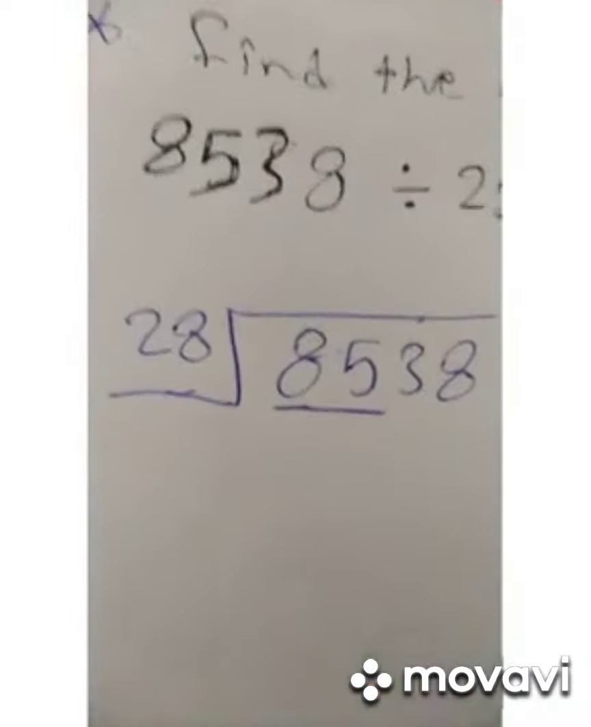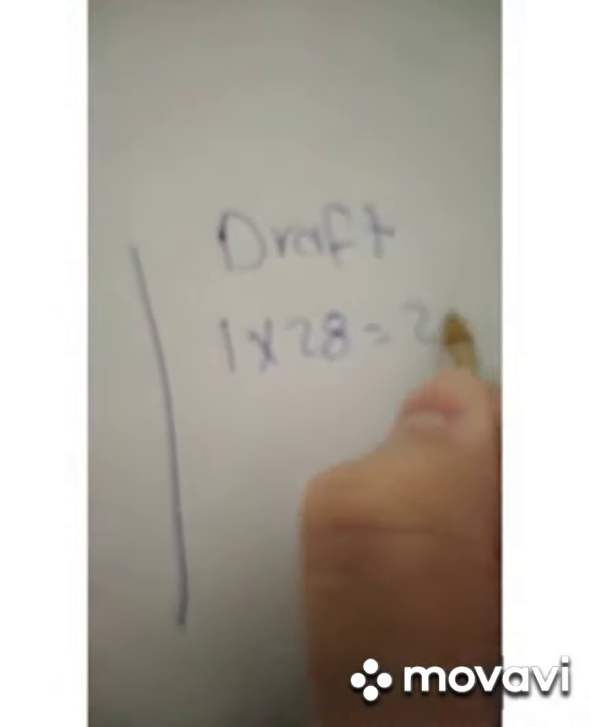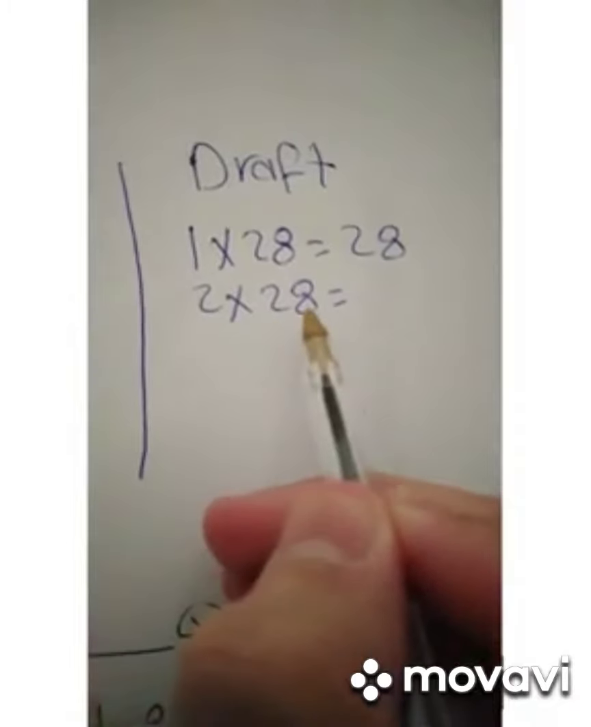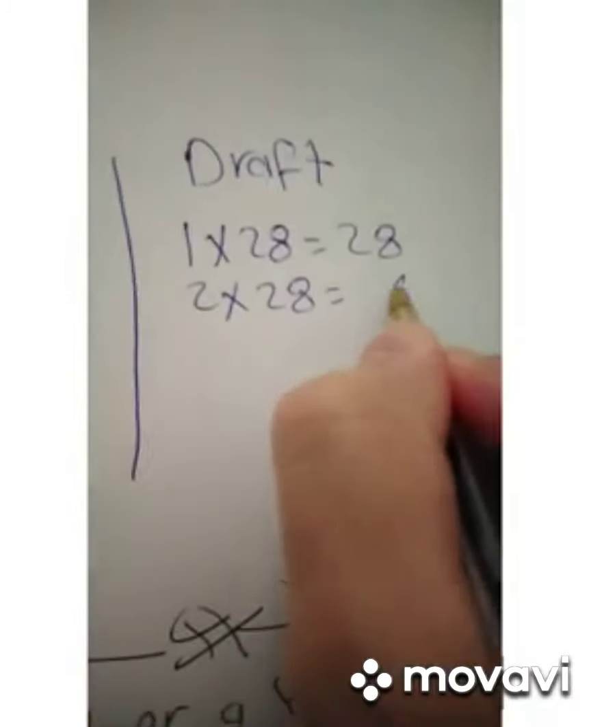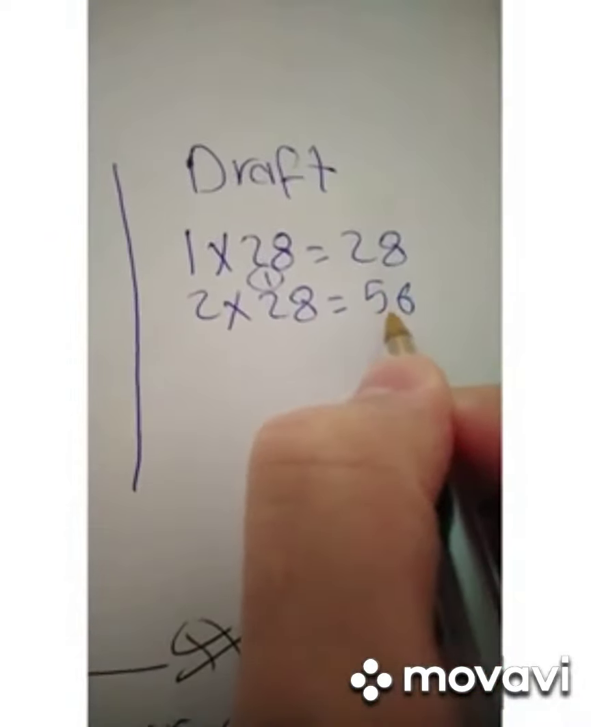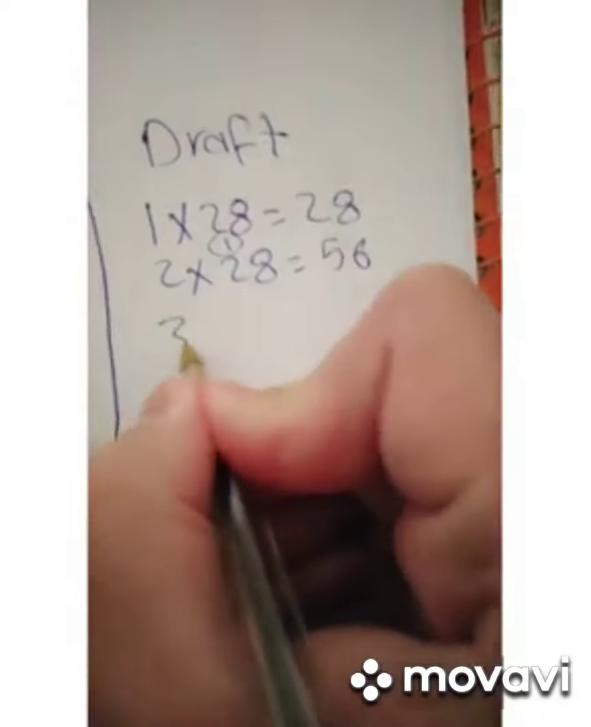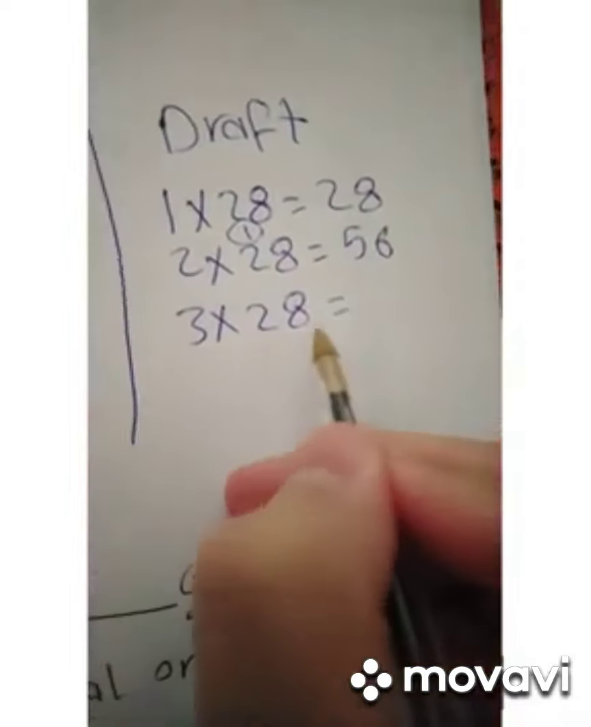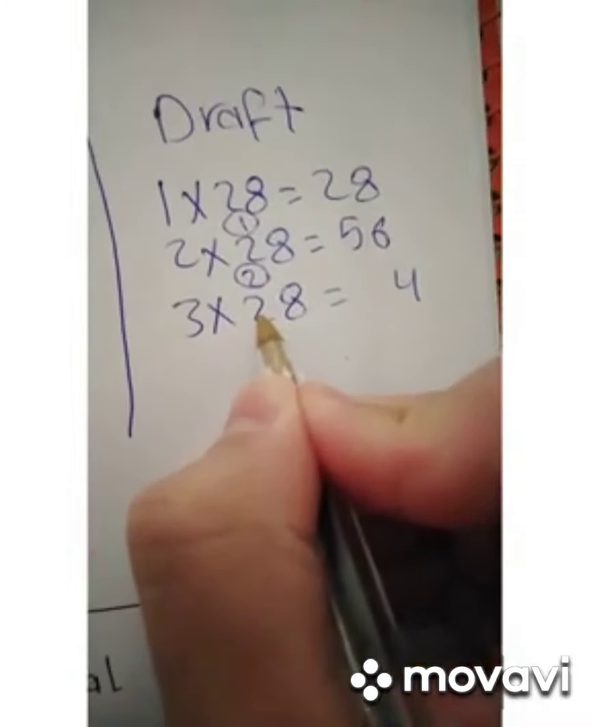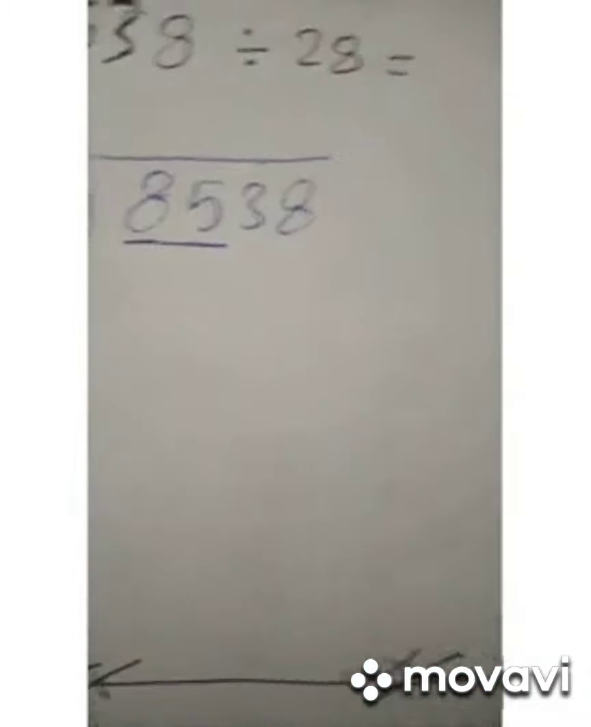Now, get the times table of the divisor. Yes, 28. 1 times 28 equals 28. 2 times 28. 2 times 8 equals 16. Put 6 and carry 1. 2 times 2 equals 4 plus 1 equals 5. Now we have 56. Still smaller than 85. So continue. 3 times 28, 3 times 8 equals 24. Put 4 and carry 2. 3 times 2 equals 6 plus 2 equals 8. So we have 84.